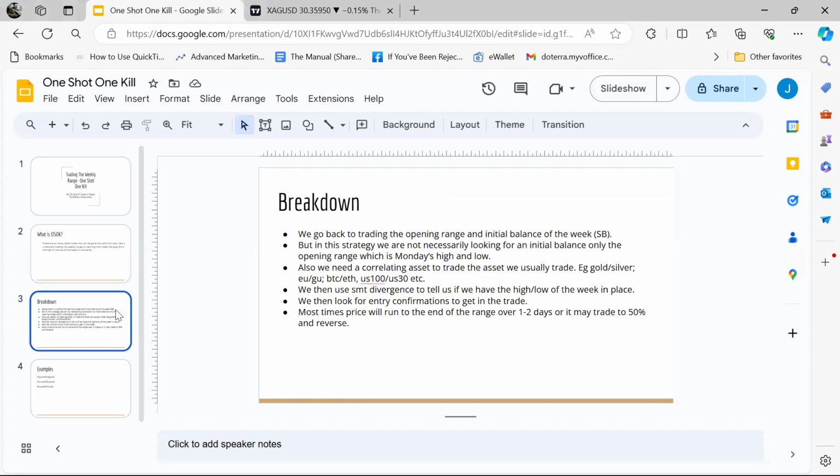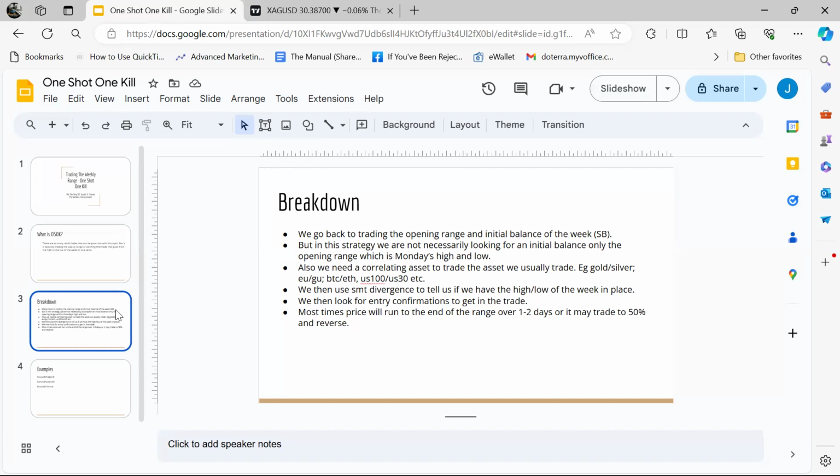So the idea is that if you remember my video on the initial balance and opening range for the week, where Monday sets the opening range of the week and Tuesday is the initial balance. And according to Stacy Burke, we look for that one big trade on Wednesday. But from my studies, what I found is that that trade doesn't always come on a Wednesday. It can come on a Tuesday, it can come on a Thursday, and it can even come on a Friday.